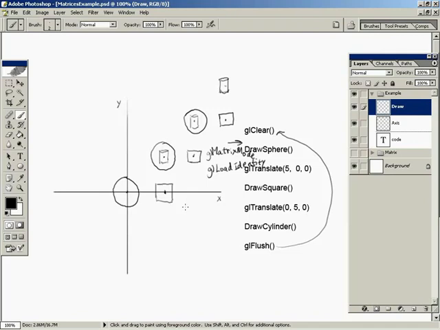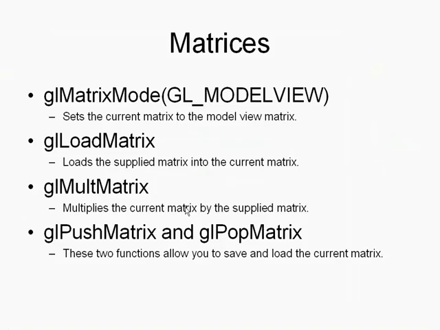Joel, let's go ahead and jump back over to PowerPoint now. All right, so let's go ahead and step forward. Matrices. We've got several different functions here that are very handy. The most important one is going to be glMatrixMode, because this is how we're going to set which matrix we're currently applying our modifications to inside of OpenGL.